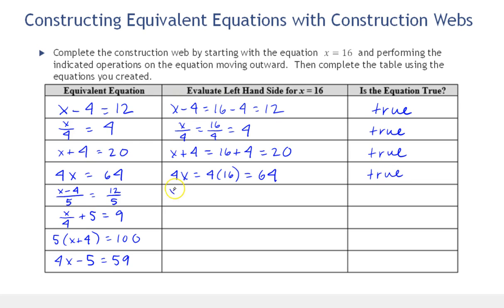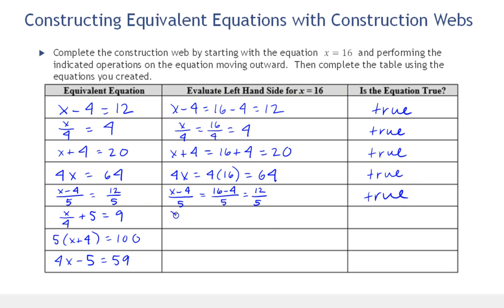Here I'll start with x minus 4 all over 5. I'm going to replace x with 16. So this is division, but we perform any operations in the numerator or denominator first before we divide. So 16 minus 4 equals 12 over 5. And I'm going to leave it in this form. We could write it as a decimal, but this is a number. This is a perfectly good answer. And notice it's also our answer on the right side of this equation. So this is true.